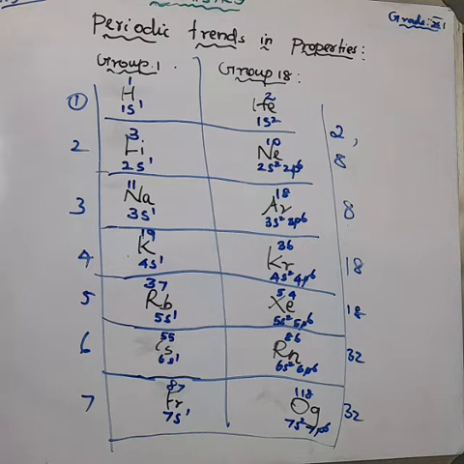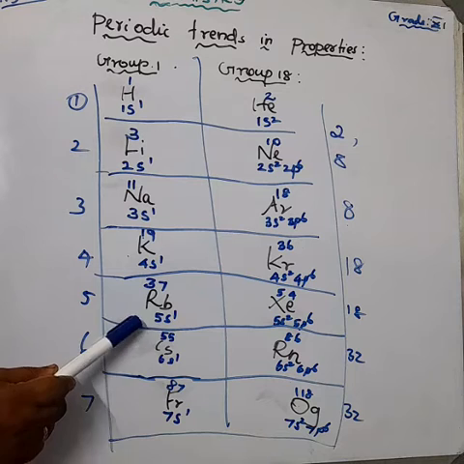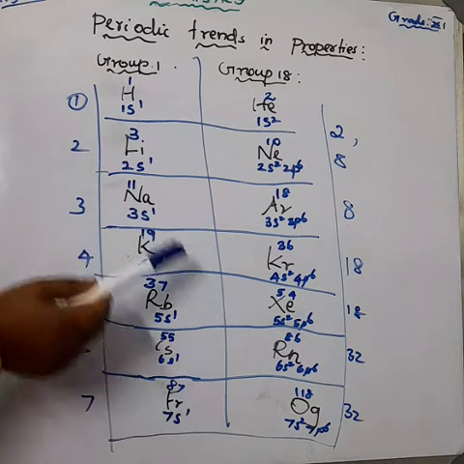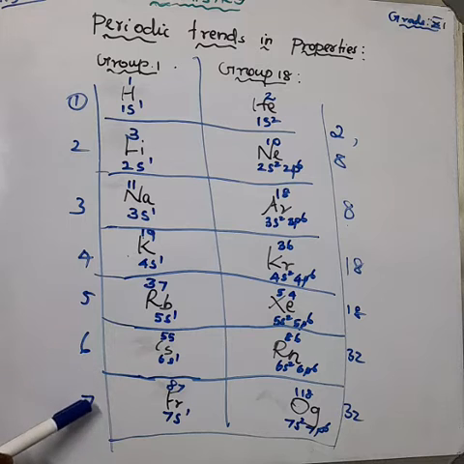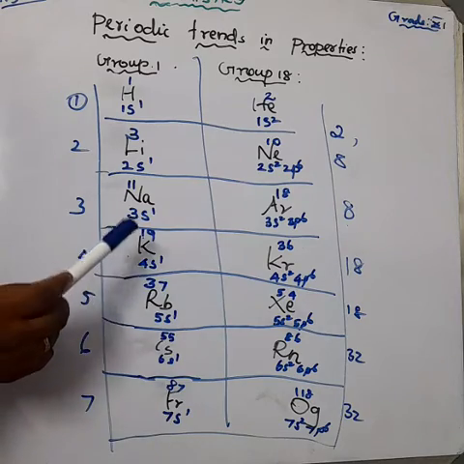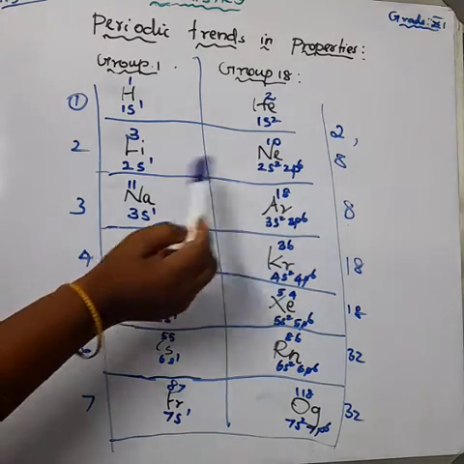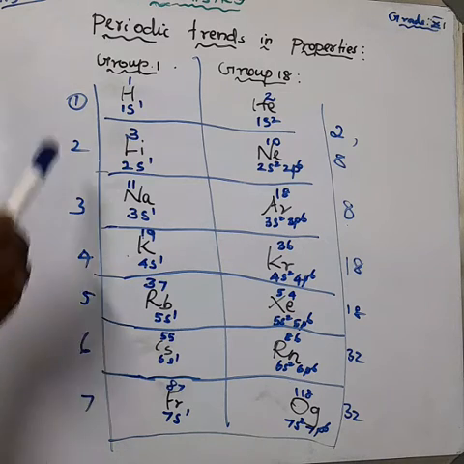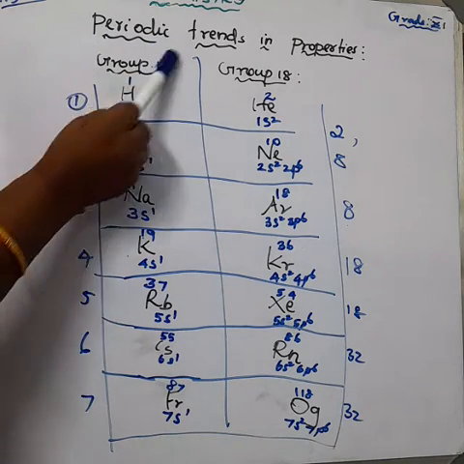Hydrogen, lithium, sodium, potassium, rubidium, cesium and francium all have similar physical and chemical properties. These similar properties reappear after certain regular intervals of atomic number. This is called periodicity. Here, we are going to study periodic trends in properties.